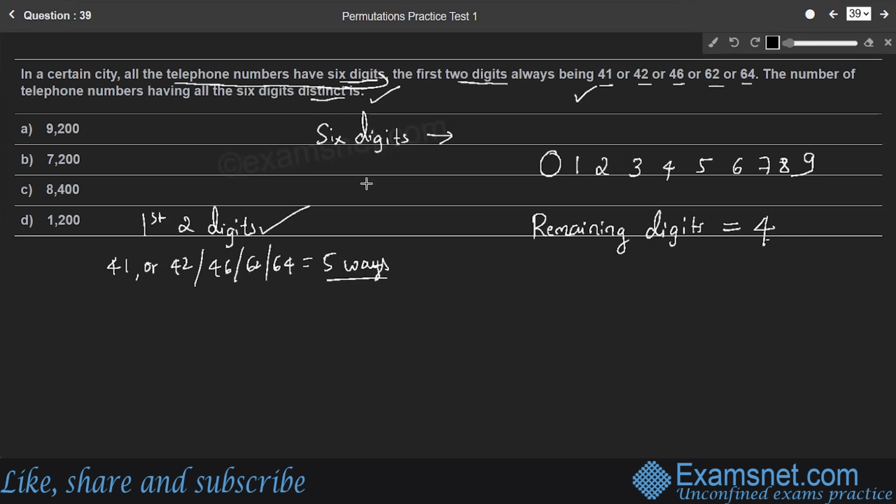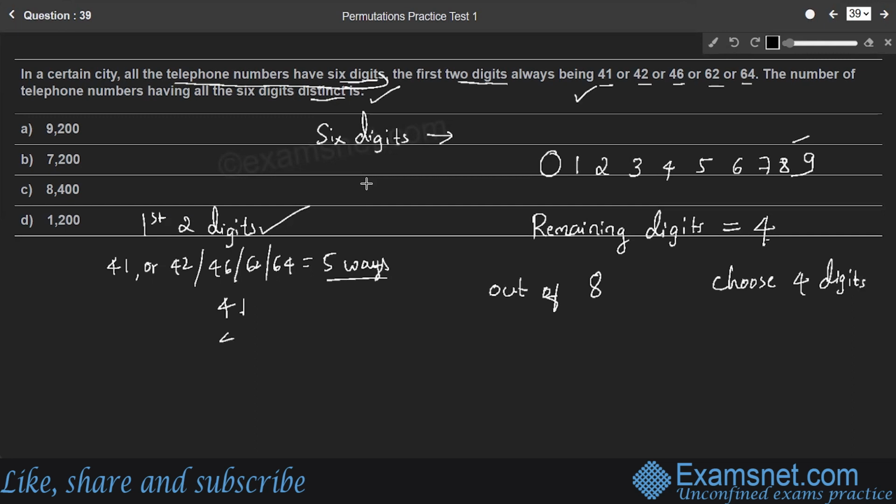In each case, if you choose 41 as the first 2 digits, the remaining digits are 0, then 2, 3, 5, 6, 7, 8, and 9. So the remaining digits are 8. Out of 8, you have to choose 4 digits.